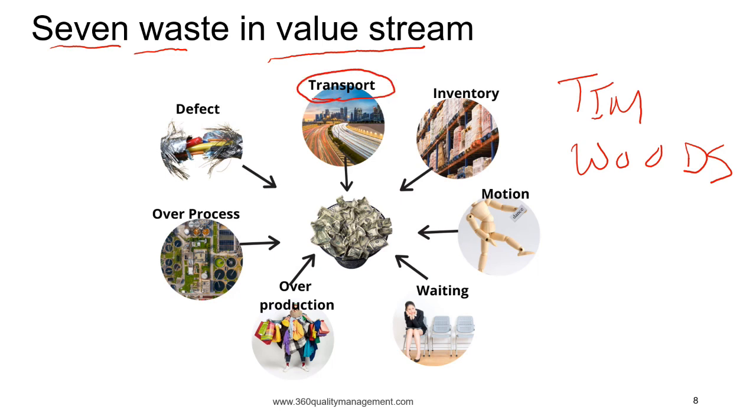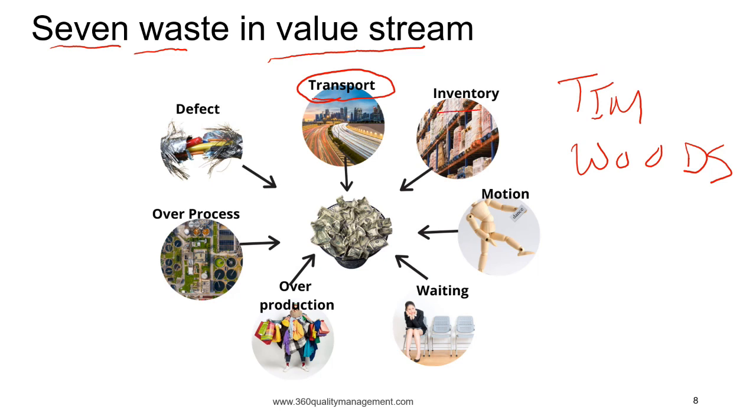It is the movement of parts from one location to another location. The more movement there is, the more waste we are creating. An example would be moving parts from a warehouse in another building to a production area.